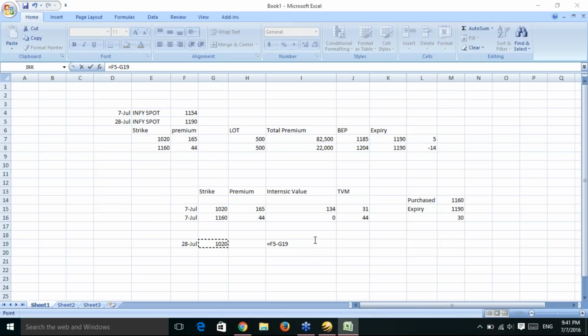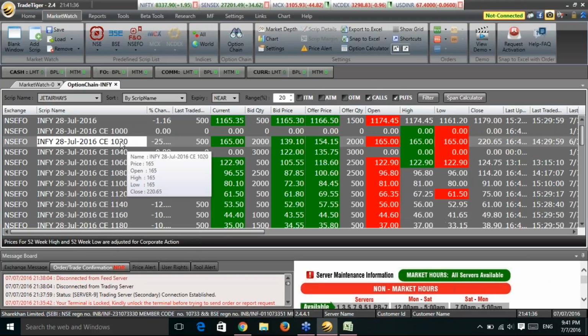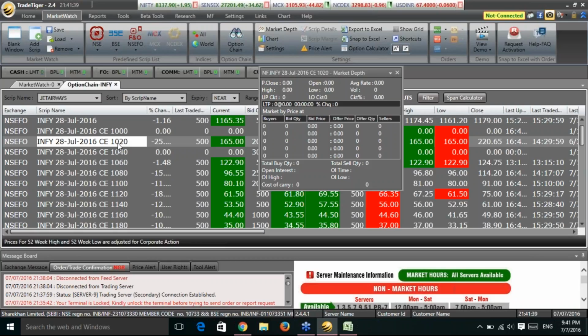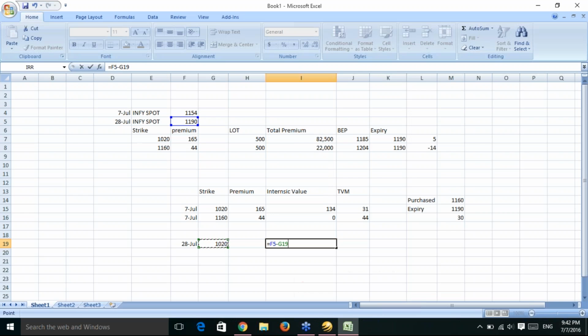So what should be the premium of the 1020 strike price, the same strike price? If I check into the software, this same strike price, 1020, will be trading on 28th of July. The name is 1020, so I'm buying at 1020. The same contract which has a premium of 165 right now may be different on the date of expiry. As the underlying asset price, the share price, goes up or down, the premium changes. Why? Because the intrinsic value increases or reduces, and time value also reduces.